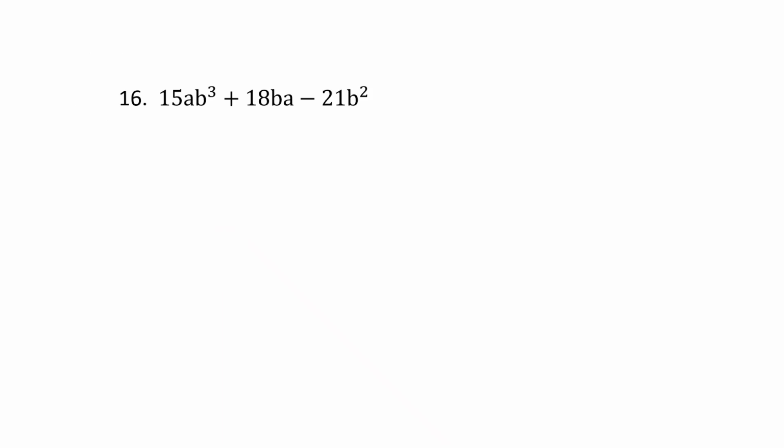Let's go ahead and look at 16 as well, because it has 3 terms here. And if I were to tree this 15, I'm going to do it and then I'll erase it. I'll have 3 times 5. 18, 3 and 6. I could also use 2 and 9. 6 is 2 and 3. And 21 is 7 and 3.